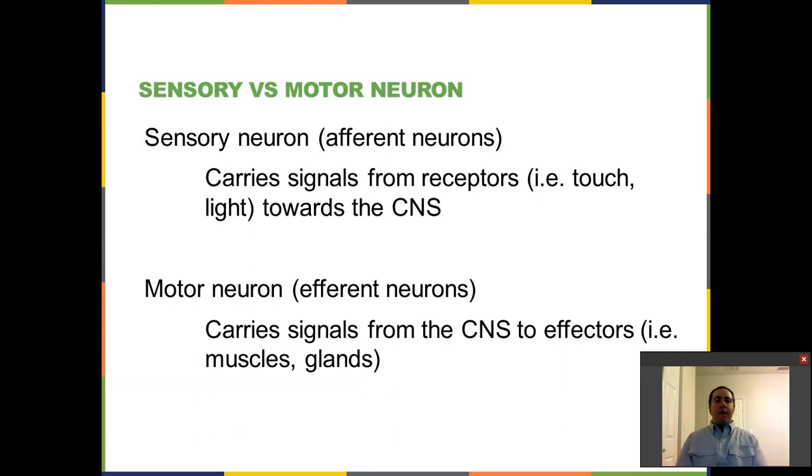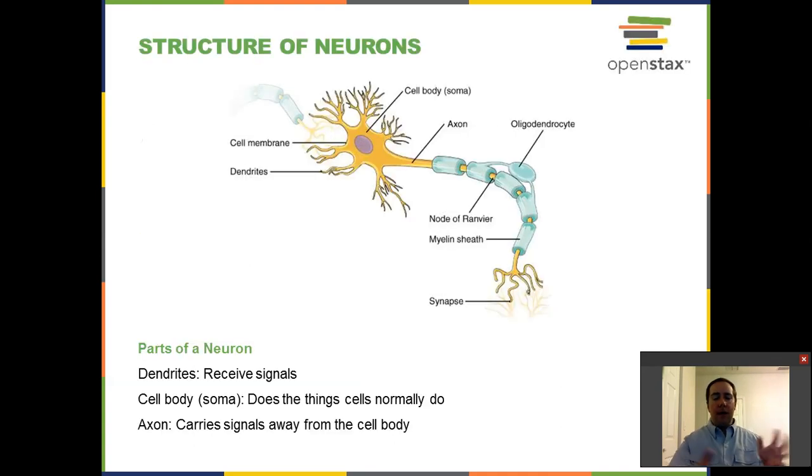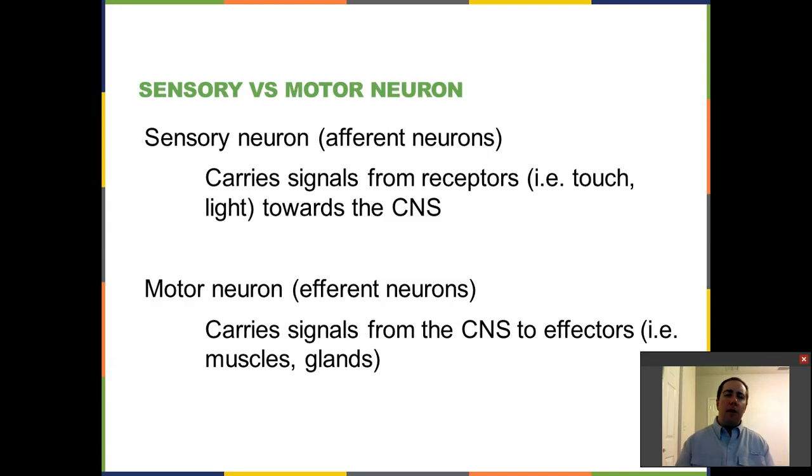So when we talk about neurons, we have multiple types of neurons. Even though they have the same parts, they all look like this. What determines what type they are is what direction they are sending the signal and what type of signal they are sending.